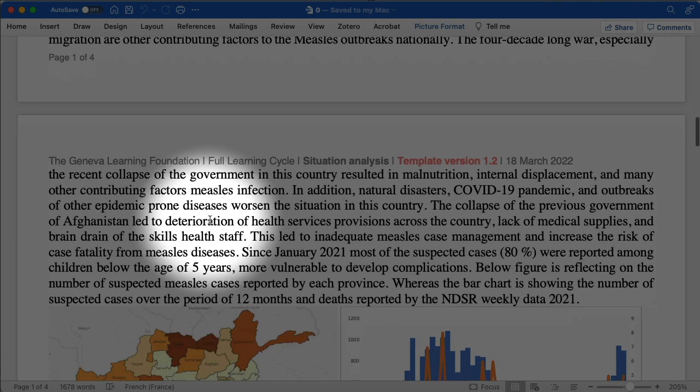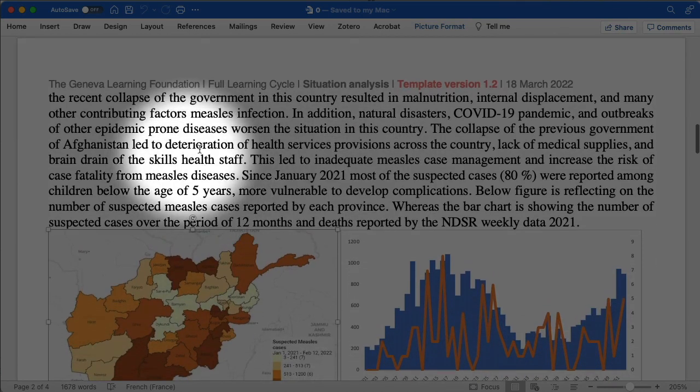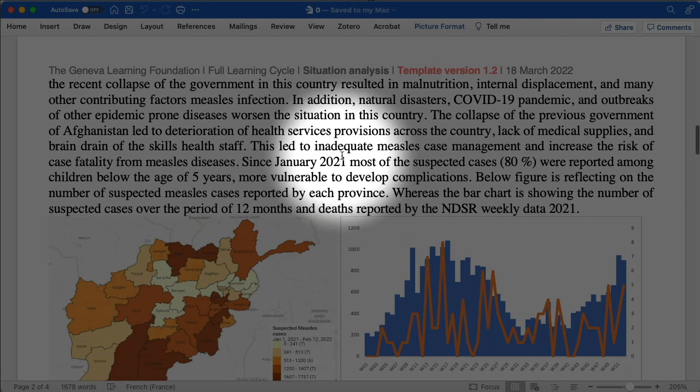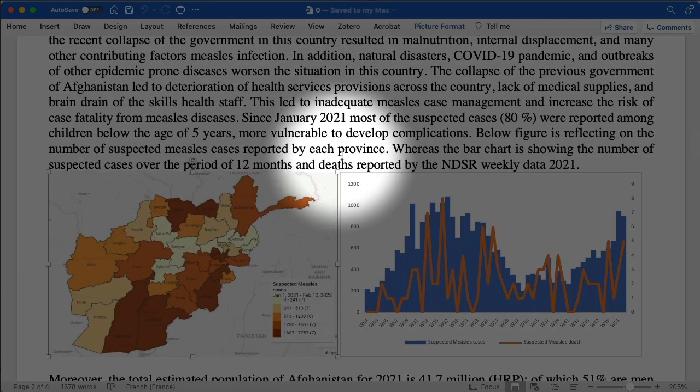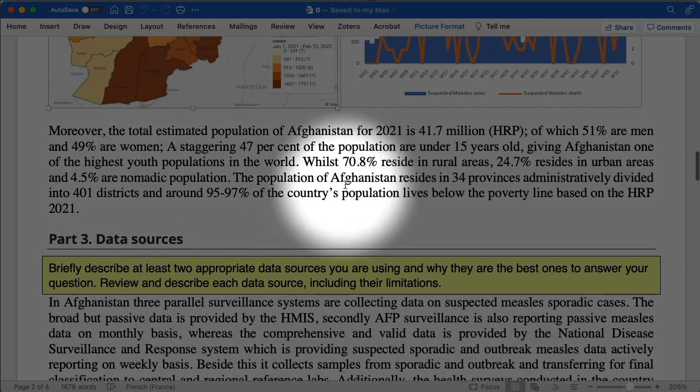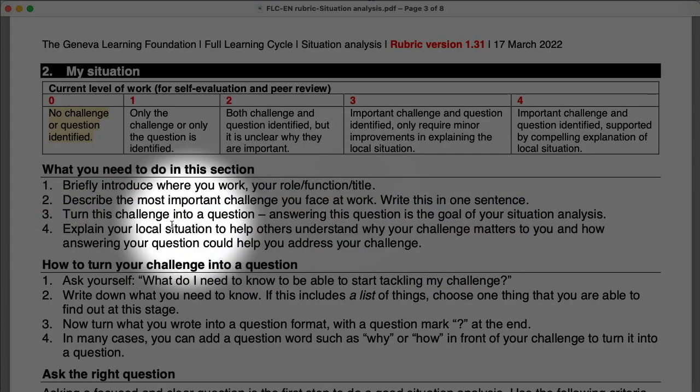The 4-decade-long war, natural disasters, COVID-19 pandemic, right? So these are all factors. What we're interested in here is, let's go back to the rubric.